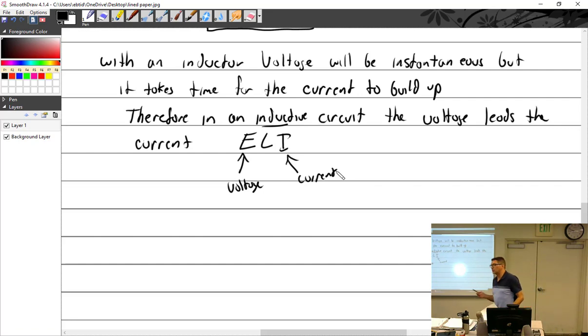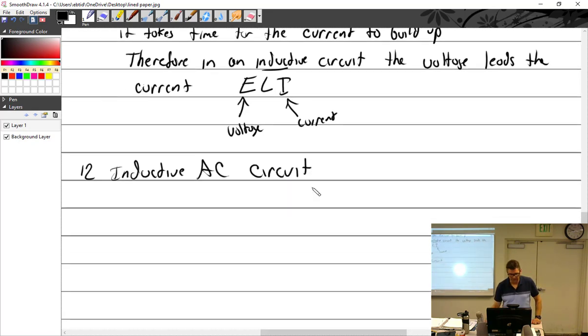But in a DC circuit, this only happens when? What's that? Beginning and the end. Start up, shut down. But in an AC circuit, sinusoidal circuit, it's constantly happening. So current changes constantly, therefore the effects of inductance happen constantly. So do this. Inductive AC circuit.